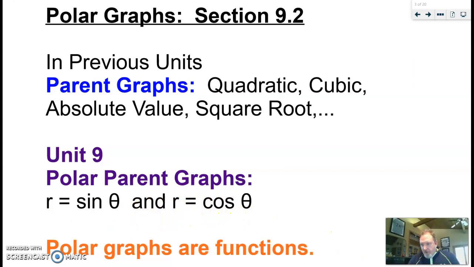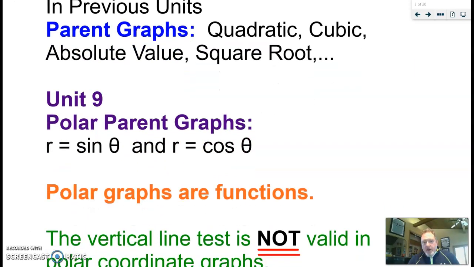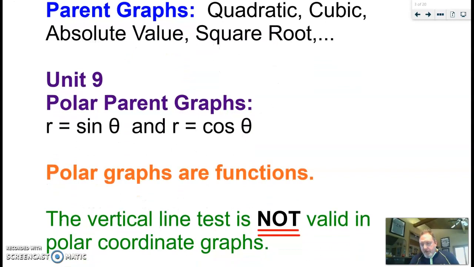Polar graphs are functions. However, we cannot apply the vertical line test. That's valid in a Cartesian coordinate plane when we just have x and y axis. When we have a polar coordinate plane, that vertical line test is no longer valid. So when you look at r sine theta or r cosine theta, those are actually circles on a polar coordinate system, which clearly would not be functions on a normal graph, but in this case, they are.